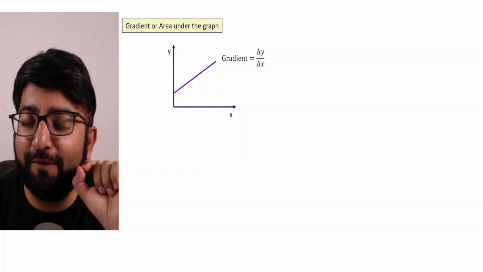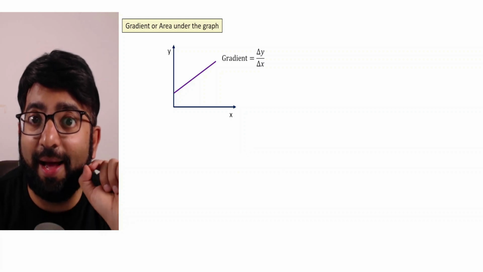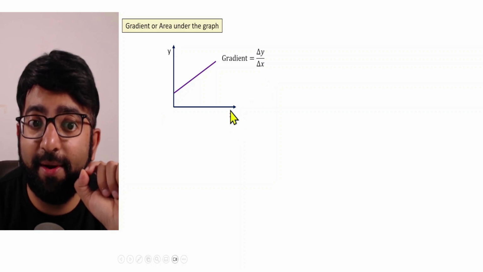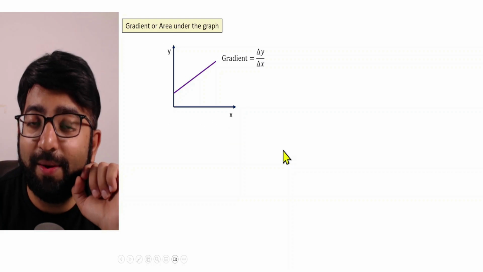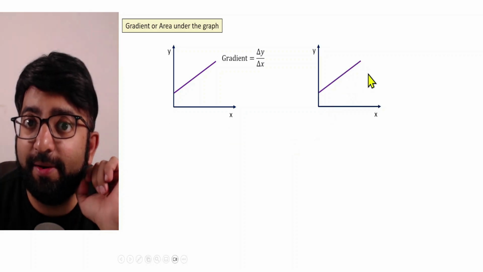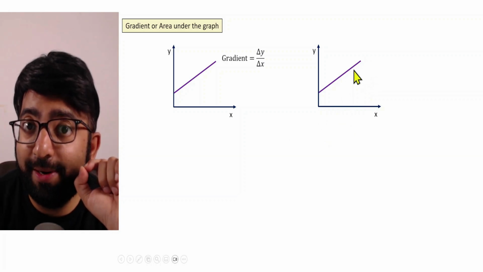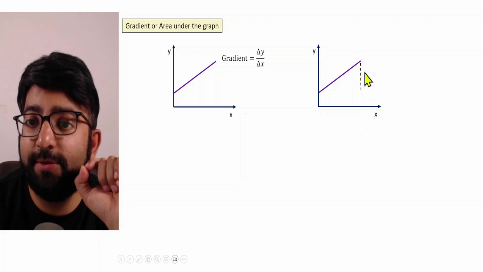So from this point onwards, please remember whenever in a question we have to figure out the gradient, that actually means delta y upon delta x, but the axes are important. Here the horizontal axis is x and the vertical axis is y. But on the other hand, what is area under the graph? So we have the same straight line. To find the area under the graph, we have to draw a dotted line starting from the rightmost end and which is perpendicular to the x-axis. So like this.